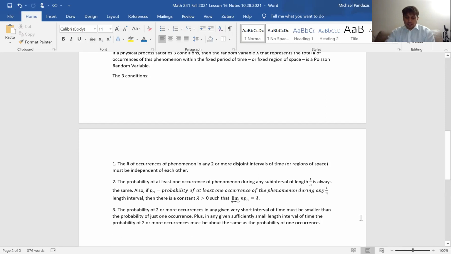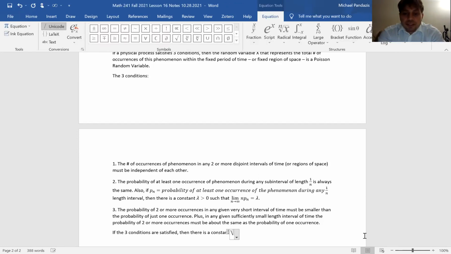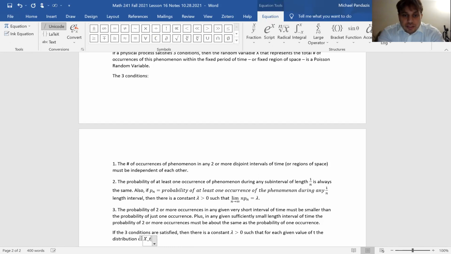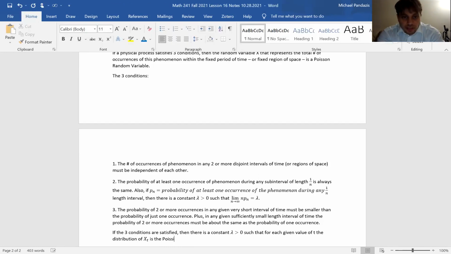And so the conclusion: if the three conditions are satisfied, then there is a constant lambda, which is positive, such that for each given value of t, the distribution of X sub t is the Poisson distribution with parameter lambda t.